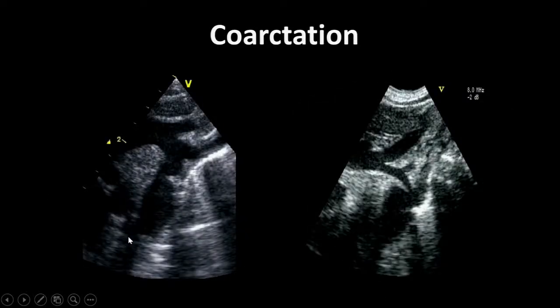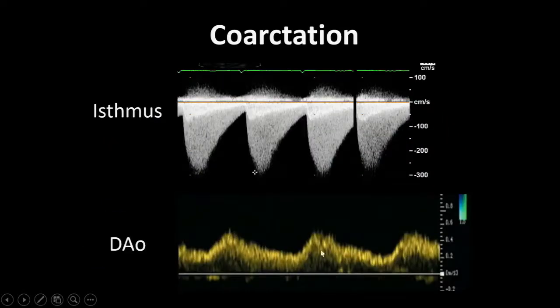Just a couple examples of coarctation. Here you have a discrete narrowing at the isthmus. You can also have this more diffusely hypoplastic transverse arch. Some of the Doppler patterns that you can see with coarctation, if you look at the isthmus, instead of having a normal up and rapidly declining Doppler trace, you can see this delayed upstroke to the peak and a prolonged downstroke here, where you have persistent antegrade flow throughout diastole, consistent with a significant obstruction.